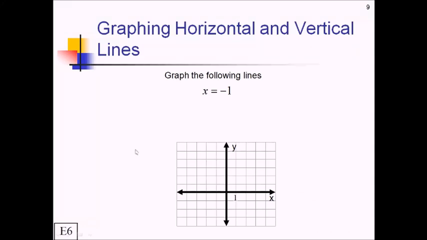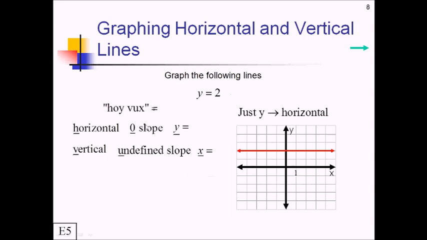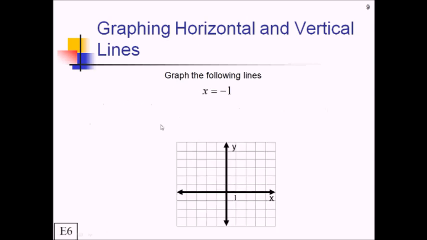Let's do another one of these oddballs. We see just x equals -1 for this equation. This x is in that word VUX from HOIVUX. Remember this one right here, VUX. That means we have a vertical line going through -1. So here's the x value, -1. Just draw a vertical line through there, and you are done.